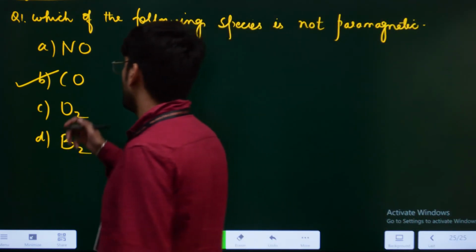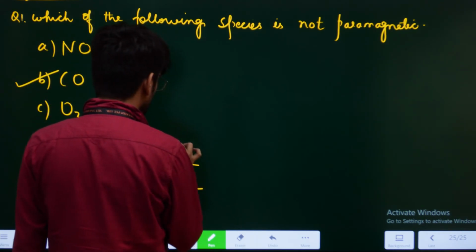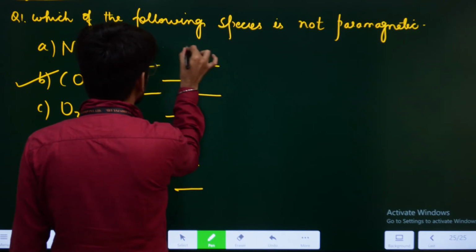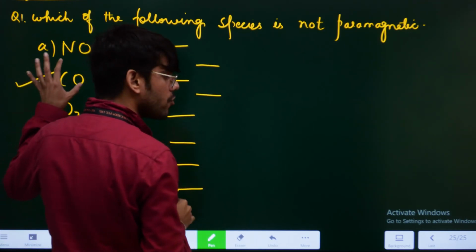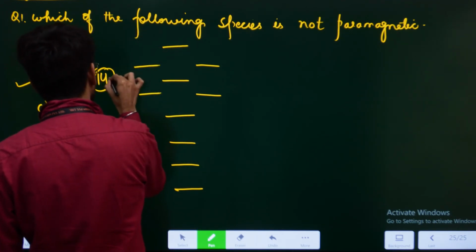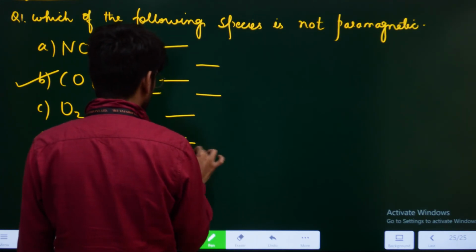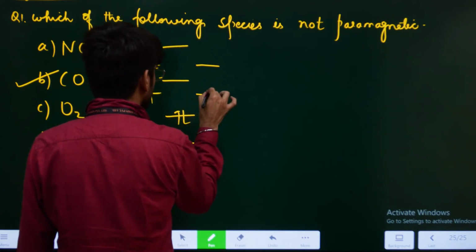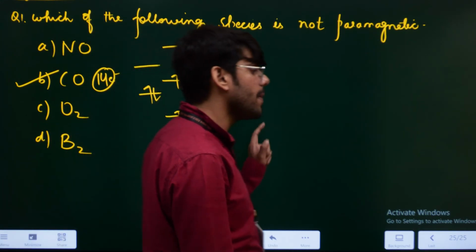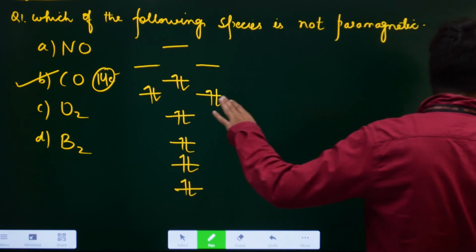Ankit? Yes, sir. So if sp mixing is taking place, then 1, 2, 3, 4. This is the diagram. And how many electrons in CO? I guess 14. So 1, 2, 3, 4, 5, 6, 7, 8, 9, 10, 11, 12, 13, 14. Yes, it's diamagnetic, so it is not paramagnetic. Absolutely correct. I hope everyone is getting the same answer.